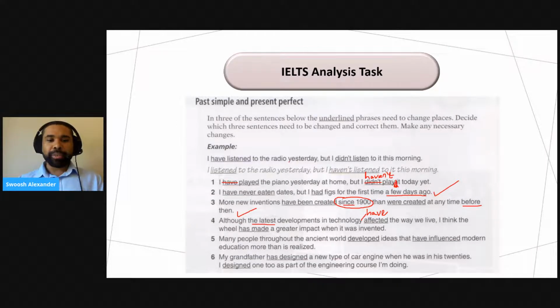I think the wheel, it should be made a greater impact when it was invented. So when it was invented, clearly began and ended in the past. It was invented many, many years ago. So we should use the past simple there. What do we think about number 5? Any comments on number 5?